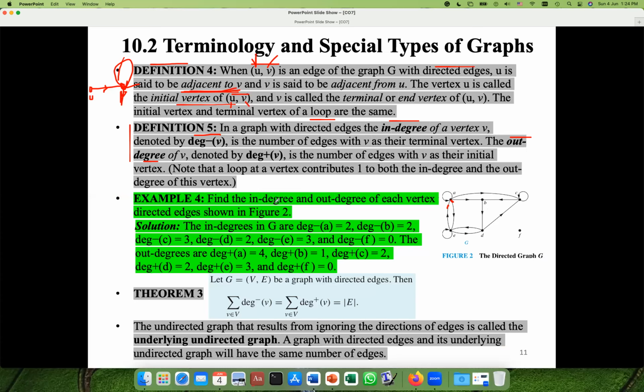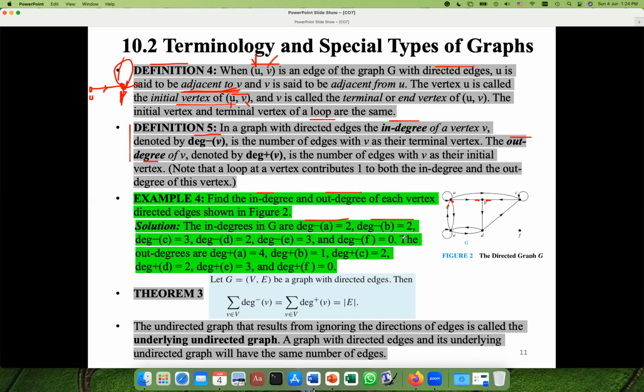Example 4: find the in degree and out degree of each vertex of the directed graph shown in figure 2. So this figure is given to you. You have to find the in degree and out degree. That is easy. So for example, what is the in degree of this A? 1 and 2 coming into it. So deg minus A is 2. First focus on the in degree. What is the in degree of B? Coming into it, 1, 2. This is going out. So deg minus B is 2.